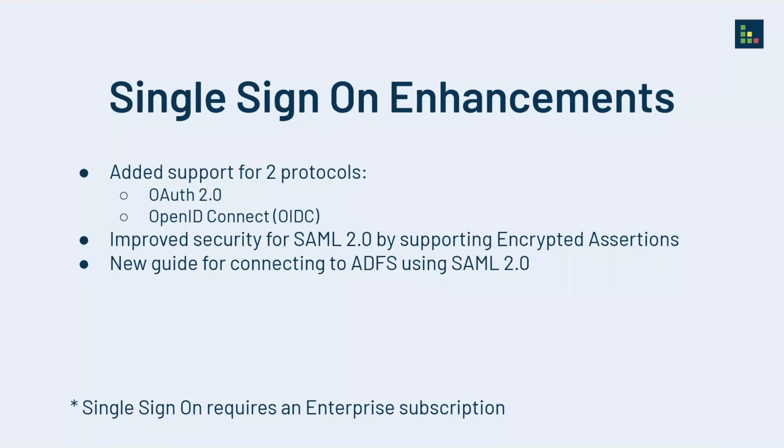So if you're interested in single sign-on, and you don't have Enterprise already, if you look on the Gurock website at our documentation for single sign-on, you can see how to configure single sign-on for any protocol. But with this release, we've just added support for 2 new protocols. So now we support OAuth 2.0 and OpenID Connect. Previously we've supported SAML 2.0. We've now just added a couple extra protocols to help more companies connect their IDPs to TestRail.